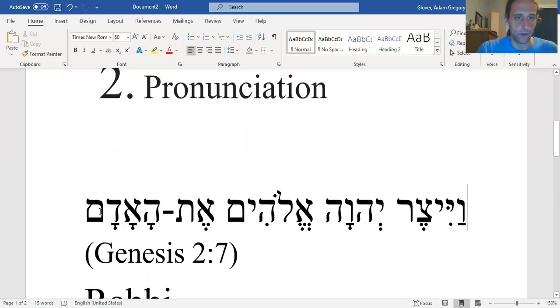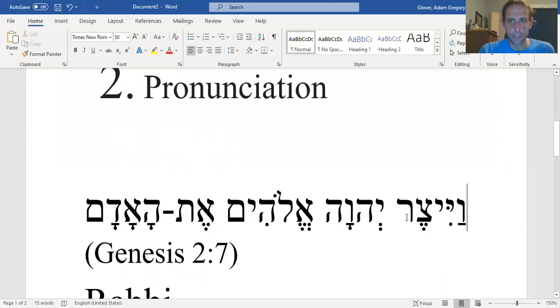And this is, of course, the Hebrew word for human being, Adam. So, and the God Yahweh formed, yatsar, Adam. Yeah? So there's the tetragrammaton in context.